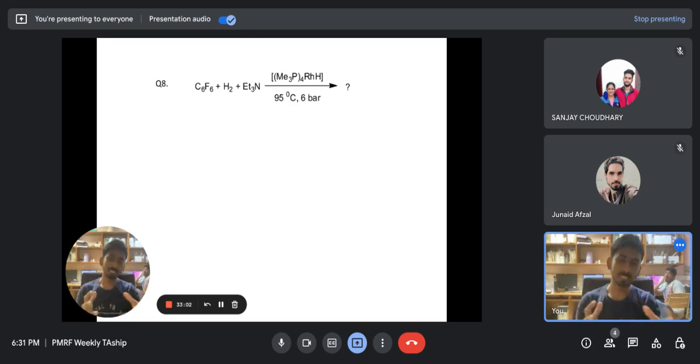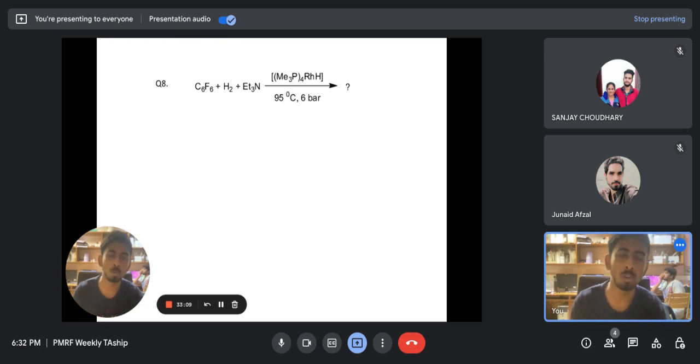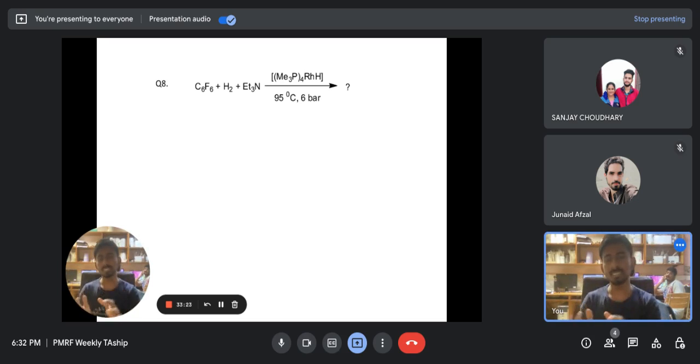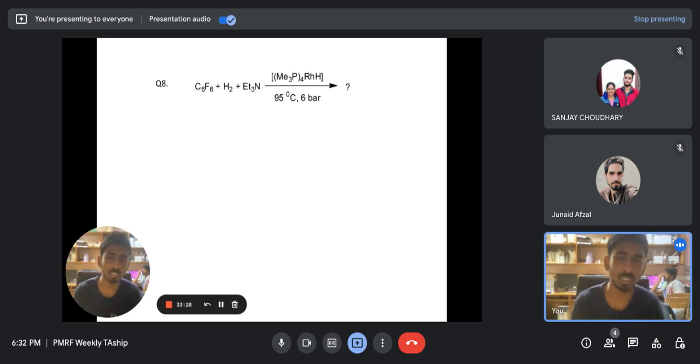So here, after discussing a lot on CH activation or CF bond activation, depending upon the bond dissociation energies of the CH, HH or CF bond, now let's come to practice problem solving questions where you have to understand the catalytic cycle, how this kind of CF activation takes place. So the first question is regarding CF activation, where hexafluorobenzene is treated with hydrogen at 95 degrees Celsius under 6 bar of pressure, and the catalyst is this (Me3P)4RhH.